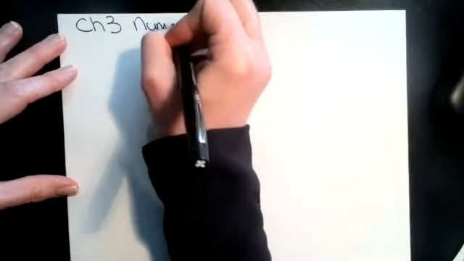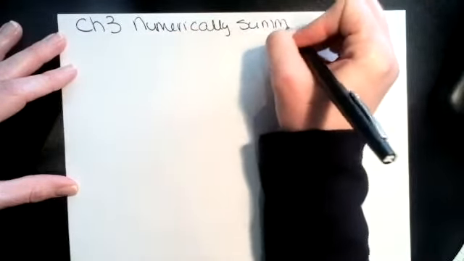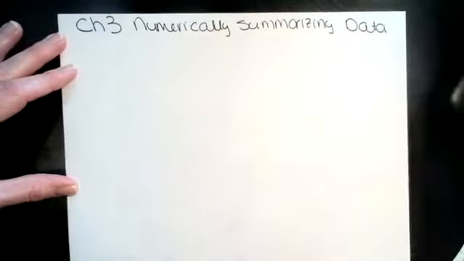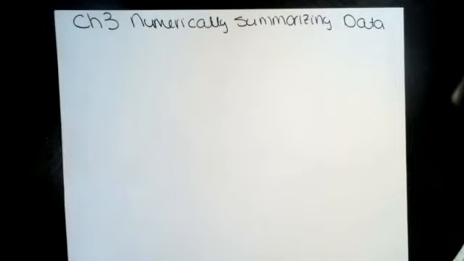So chapter 3, we're going to look at numerically summarizing data. You're also going to notice that in the first two lectures, we talk about both types of data, categorical and numerical. And now all of a sudden, once we get into chapter 3, we start really honing in and only focusing on numerical data for a while, and then we'll get back to that categorical data a little bit later on in the semester.